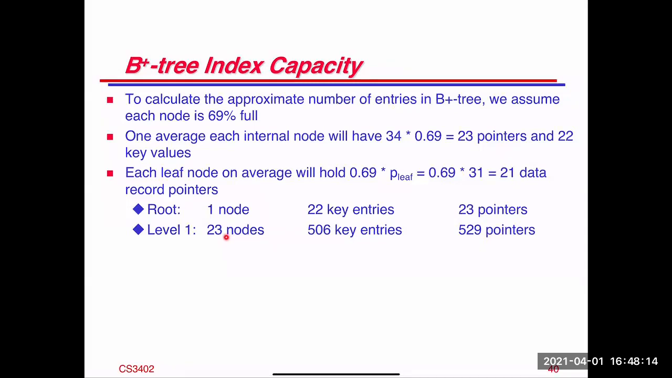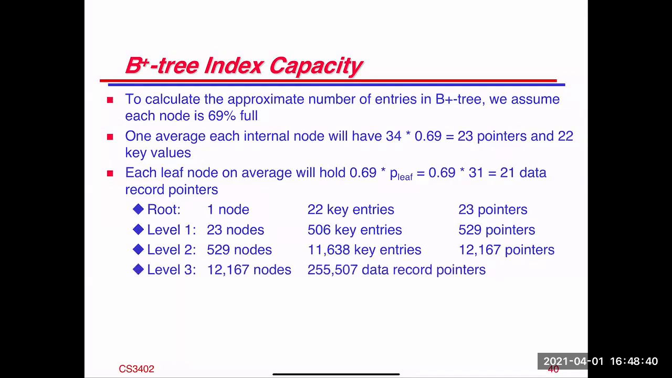Yeah, and each one of these will have 23 pointers. Okay, so 23 squared is 529. And similarly, on level 2, we have 529 pointers and 11,638 key entries and 12,167 pointers. Okay, and on level 3, we get these values here.